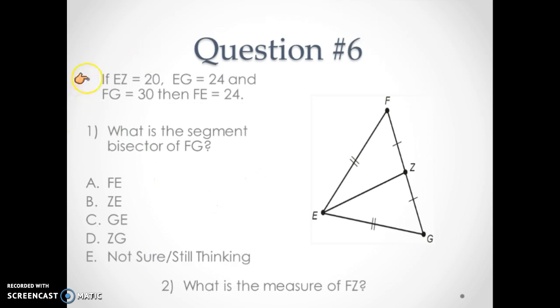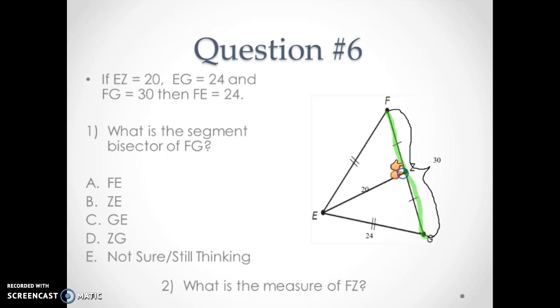Number 6. If EZ equals 20, this is the same setup, so let's just redo it real quick. EZ equals 20, EG equals 24, and FG is 30, and that was, again, this entire segment over here. What is the segment bisector of FG? So FG is 30, and they want to know what segment is the segment bisector. What segment bisects this into two congruent parts?